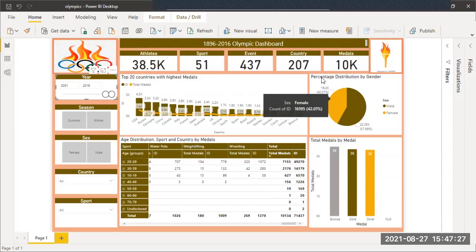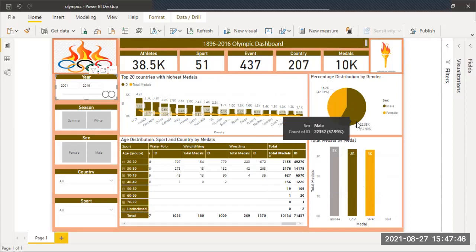Interestingly, looking at our percentage distribution by gender, we now have more female participants in the Olympic Games over time. You can see there's been an increase in the percentage distribution. For females, we now have 42.0, and for males, 57, which is slightly higher than what we had before.